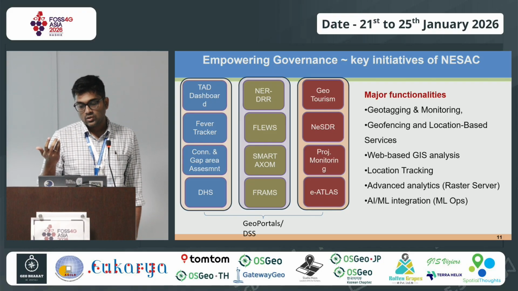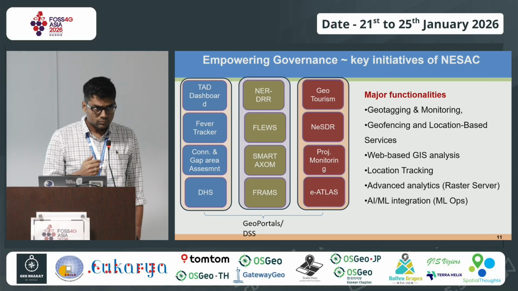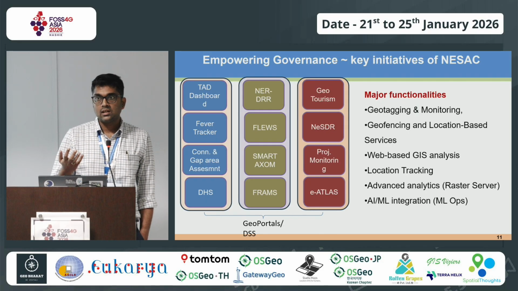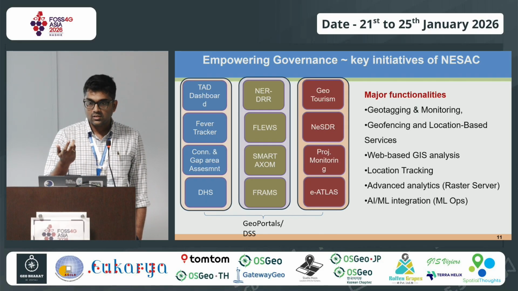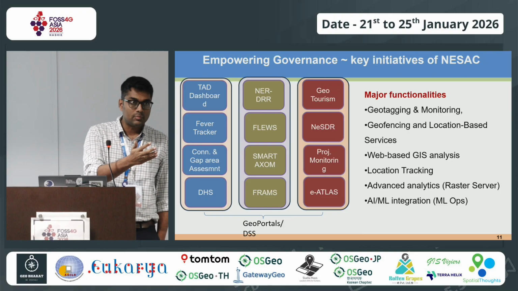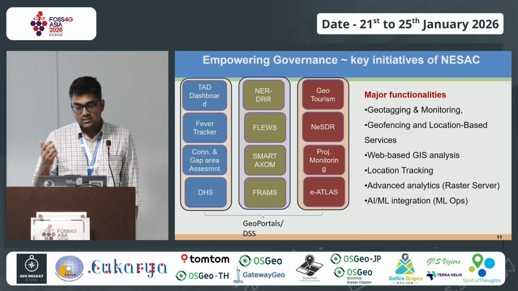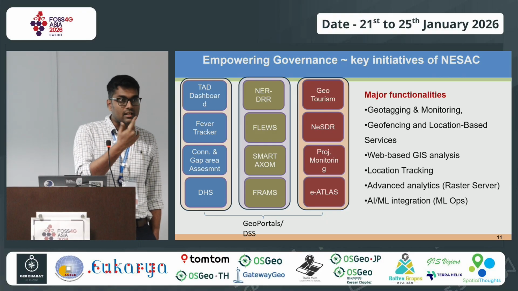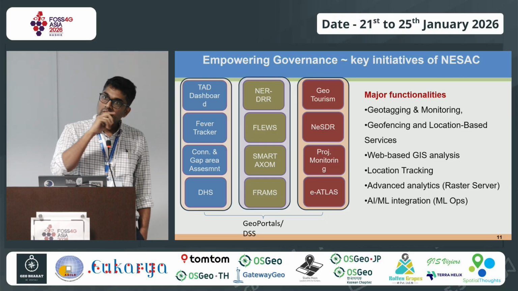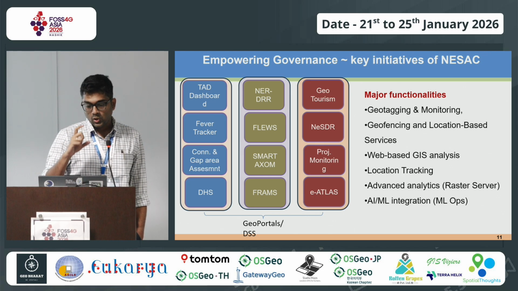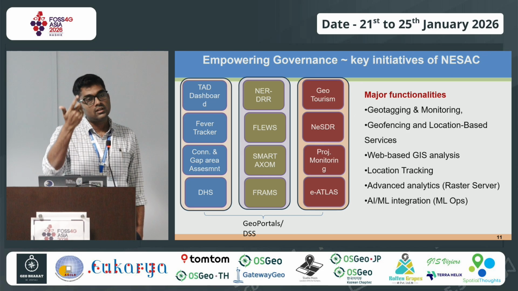WebGIS analysis was obviously one of the key factors. Location tracking is like we all see how we are tracking our food when it comes from Swiggy or Zomato, or we are tracking an Ola or Uber driver. Similarly, a location-based tracking system was also implemented. An advanced raster analysis server was also built, where you could process large volumes of satellite data in a cloud-based environment.